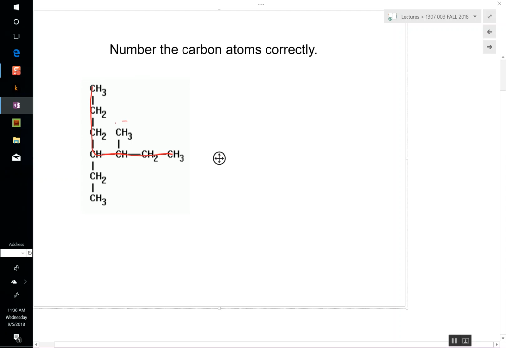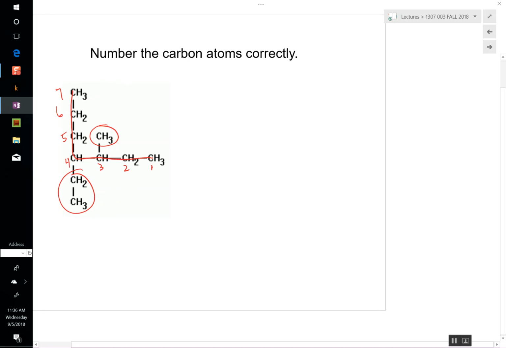Okay, and so then we have a methyl and an ethyl. So this is probably carbon 1, 2, 3, 4. So it would be 4-ethyl, 3-methyl, 5, 6, 7. Heptane. Yes. 4-ethyl, 3-methyl, heptane.